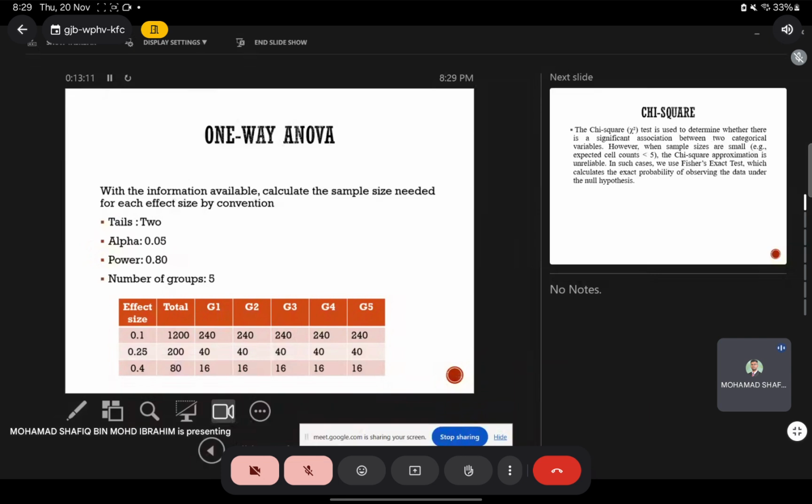So in order to get the effect size, you need to compute it from the previous study. That will be your effect size that you can use, or you might reduce the effect size so you can accommodate it for your study as well.